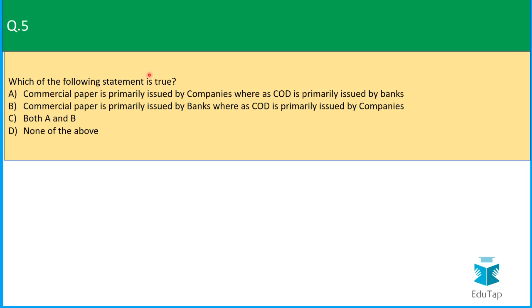Well, the first statement is commercial paper is primarily issued by companies, whereas CD is primarily issued by banks. Is this correct? I have told you that commercial paper is primarily used by companies to raise short-term money, whereas for certificates of deposit, here you can just remember that deposit is a word, so who basically does the fixed deposit? A bank. So therefore CDs are primarily issued by banks. The first statement is correct and therefore this is the answer.